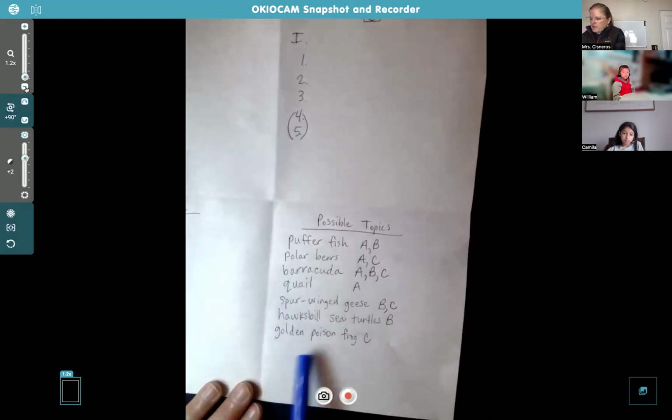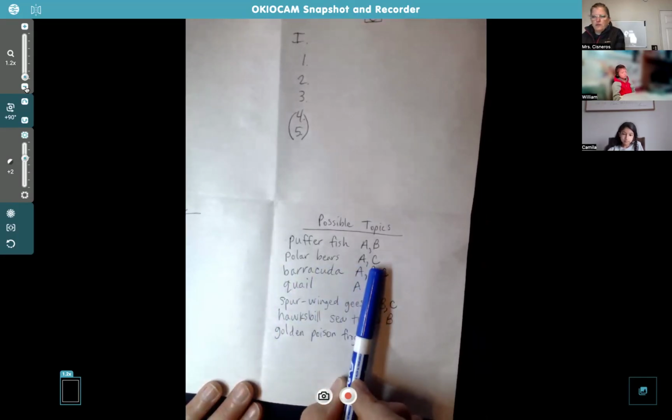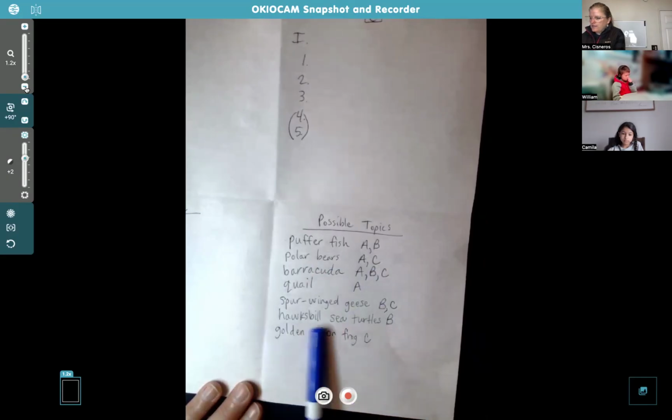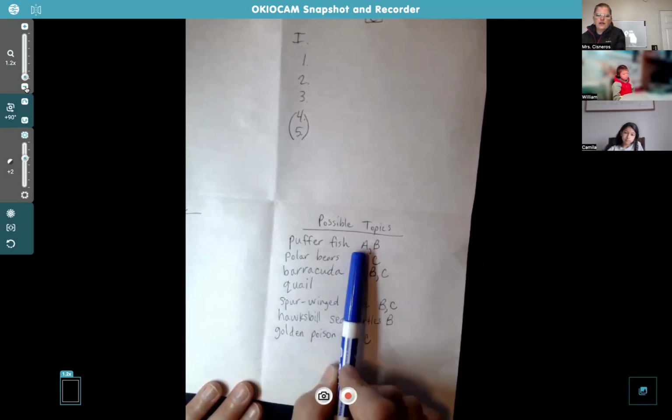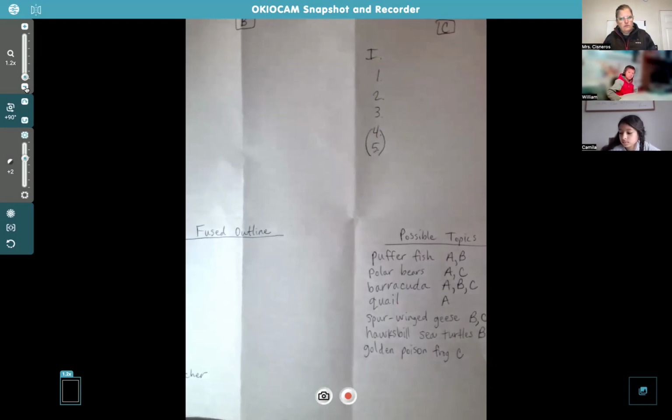Yeah. So you can combine some of these. Notice how, let's see, the polar bears are in A and C, but you don't have anything in B. So then you can choose the sea turtles and the polar bears to make A, B, and C. Because when you write a research paper, it's important to take information from each article.